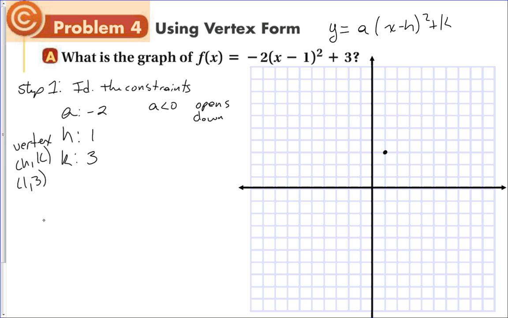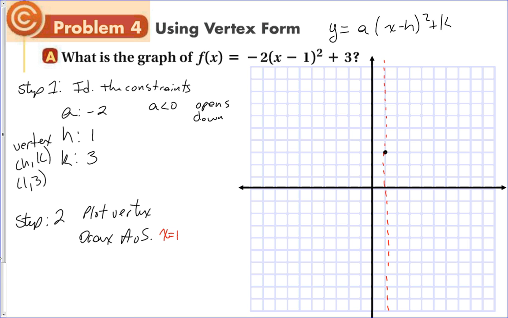Now, the next thing we're going to do is draw the axis of symmetry. So step 2, plot the vertex and draw the axis of symmetry, AOS. So there's our vertex, and we know our axis of symmetry is going to be x equals h. So our axis of symmetry is going to be x equals 1. All right, so draw the axis of symmetry. A little wobbly there, but that's okay.